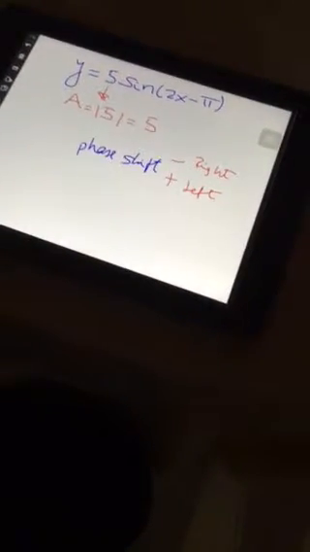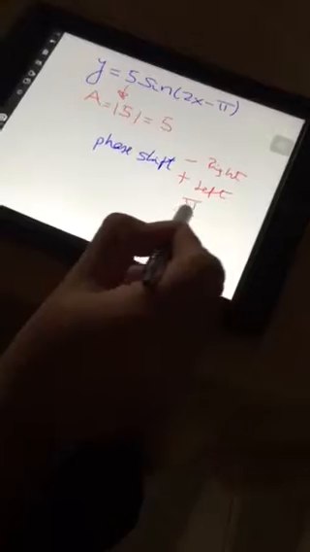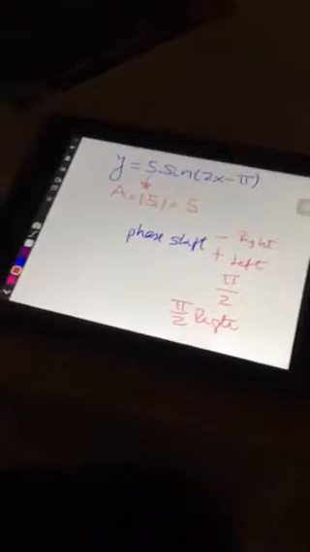Okay, the direction. In this case, this equation is going to the right because of the minus sign. Now, how much is going to the right? Well, it's very simple again. I have pi over this number all the time. So, pi over 2. So, then what is the answer? The total phase shift of this equation is pi half to the right. Done.